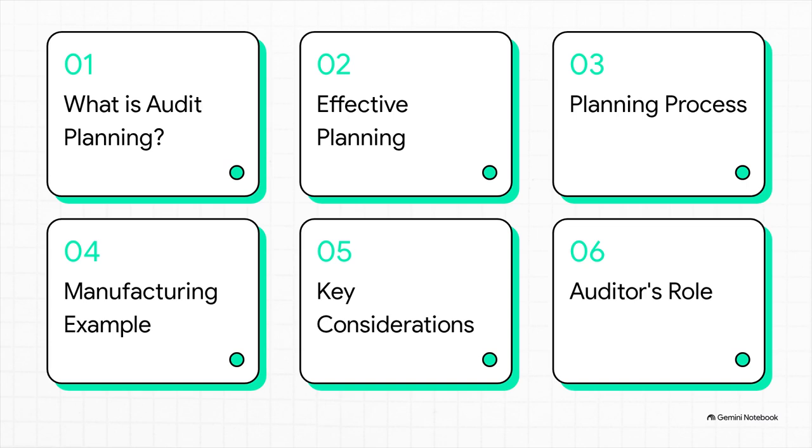1. What is annual audit planning? 2. Principles for effective planning. 3. The annual audit planning process. 4. We'll look at a concrete example of a manufacturing company. 5. Key considerations and benefits. And 6. The role of the internal auditor.